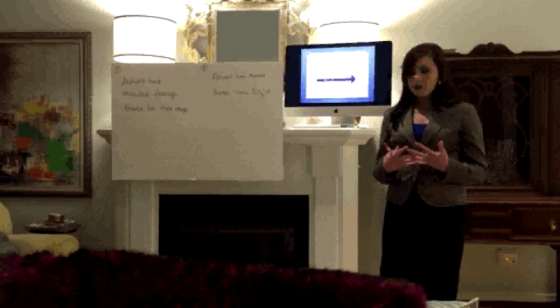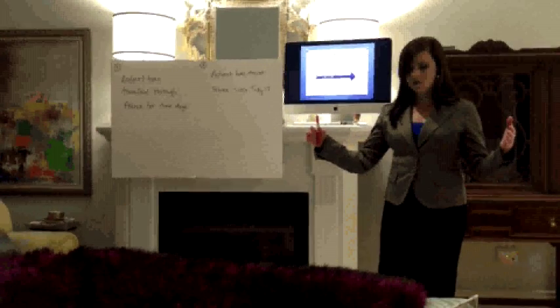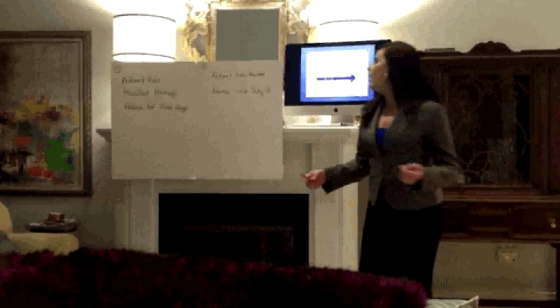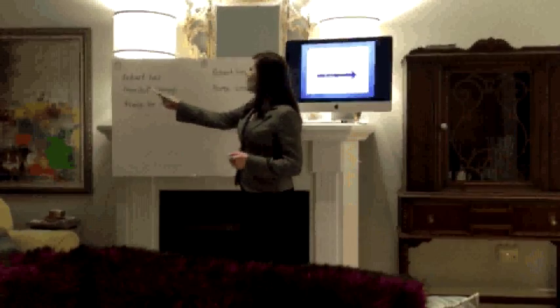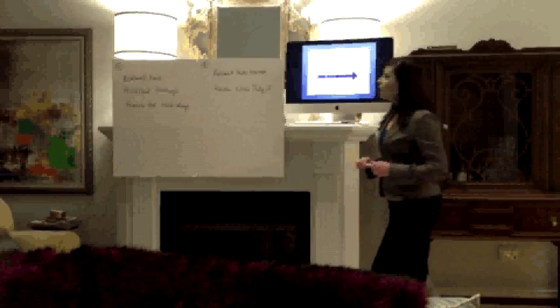So today we're going to talk about how we use words to describe time. When we speak, we can use words to say how long something lasted in a period of time that has a beginning and an end. And this is shown in our first sentence here. Robert has traveled through France for 9 days.